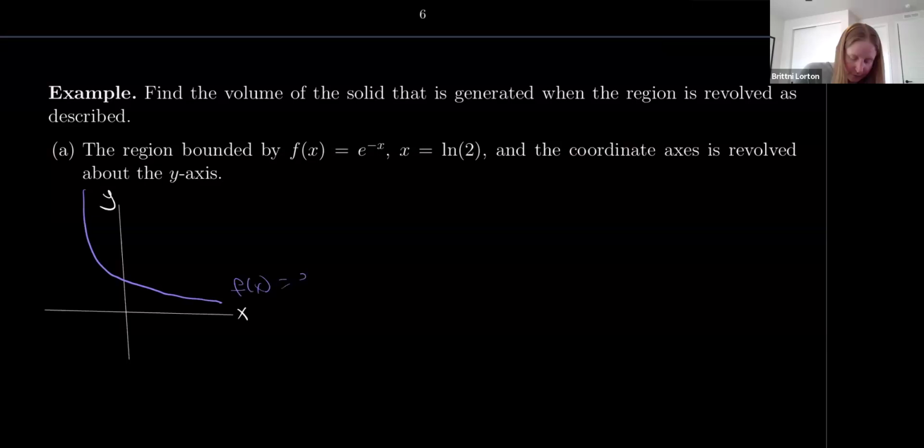Here's my f of x is e to the negative x. X equals ln of 2 is a vertical line. Here, ln of 2 is a number. You can type it into your calculator if you want a decimal. Here is my region R, and I would like to revolve that region about the y-axis. Okay, let me zoom in.